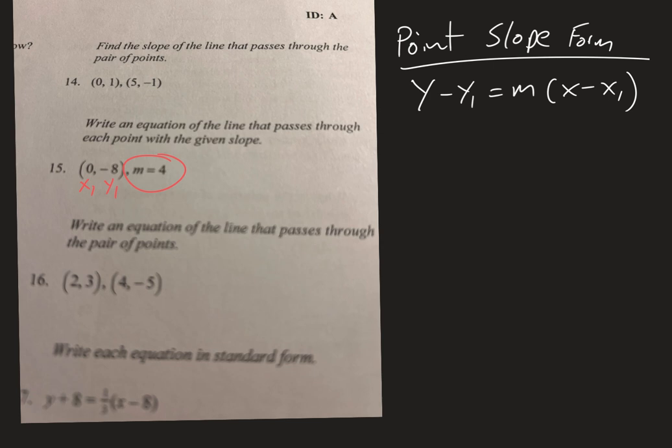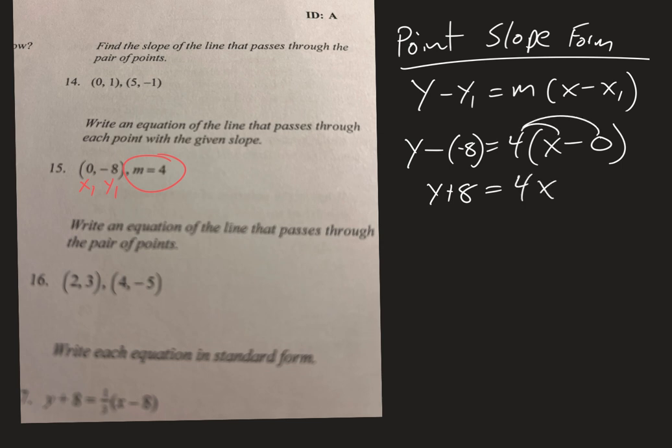So if you were to plug this in, it would be y minus, y1 is negative 8. Your m is 4, x minus x1, which is 0. And so whenever you have a double negative, that turns to plus 8 equals, distribute this. Obviously, x minus 0 is just x, so this is just 4x.